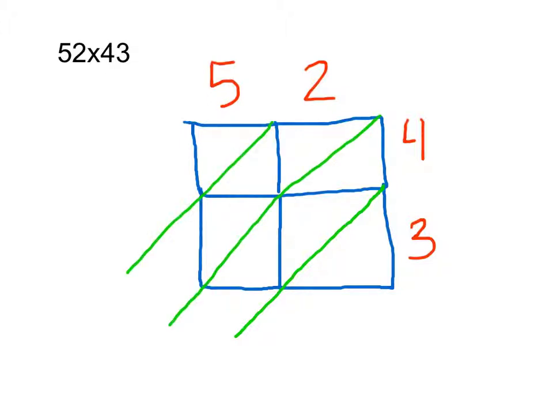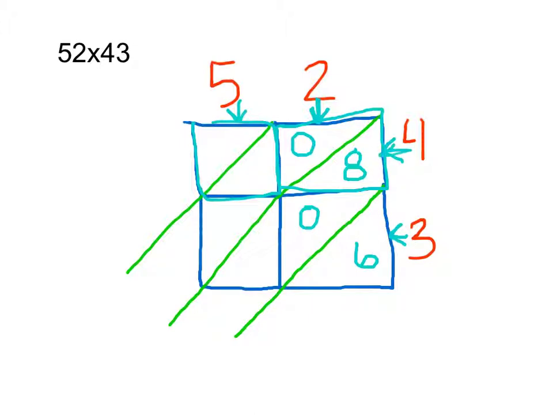Now you're going to start to solve. The first box you're going to use 2 times 4, and 2 times 4 is 8. So you're going to put a 0 in the first one and an 8 in the second one. Your next box is going to be 3 times 2, 0 here, and a 6 here. Your next box is going to be 5 times 4, which is going to be 20. And your last box is going to be 3 times 5, which is going to equal 15.